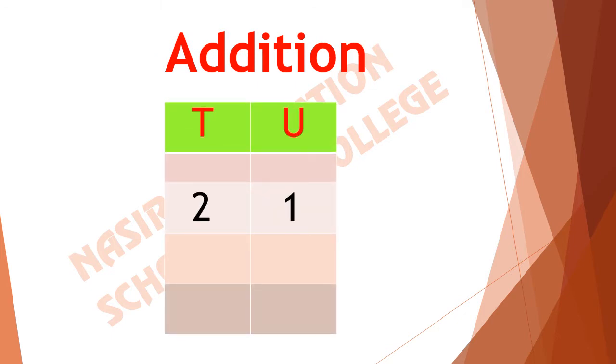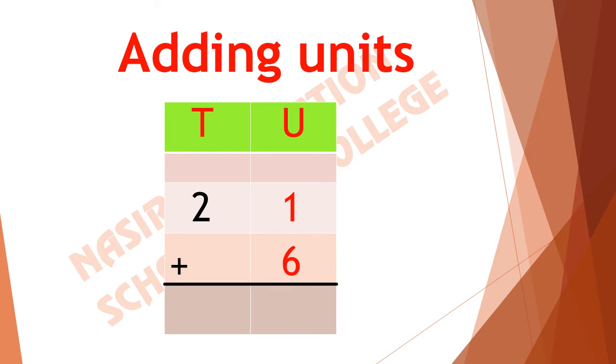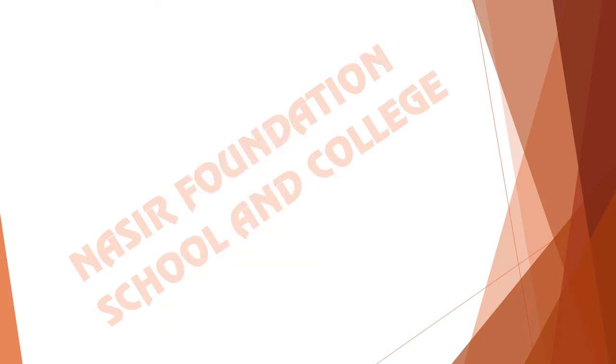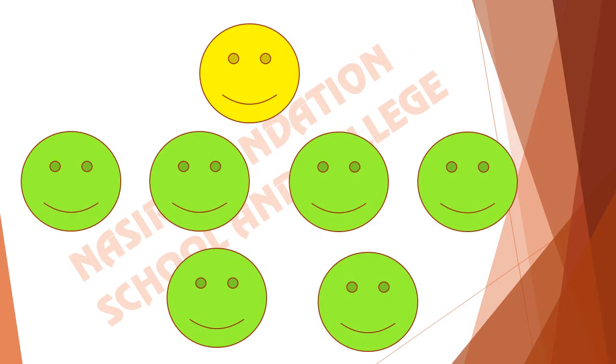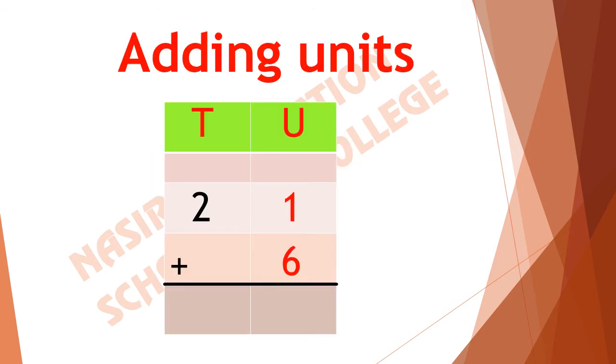Here addendum 1 is 21 and addendum 2 is 6. We will use this symbol to show the addition. First of all we start from units. We have to add 1 and 6. In 1 we will add 6. Now count the shapes. 1, 2, 3, 4, 5, 6 and 7. So we will write 7 in units column.